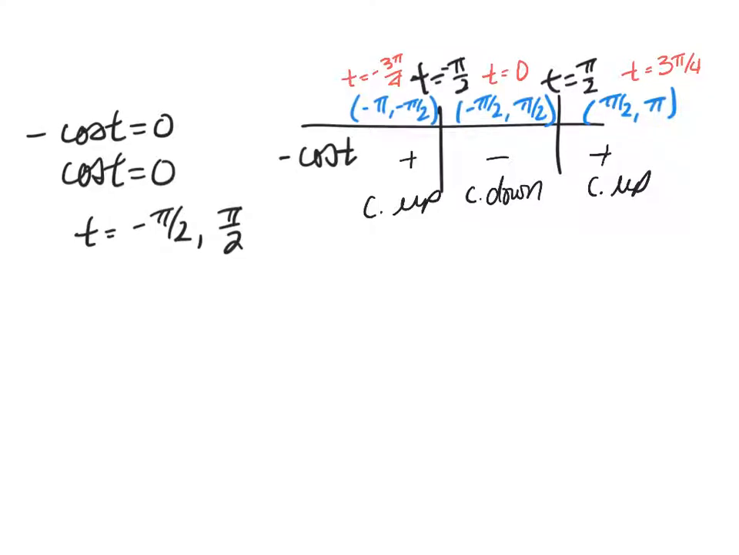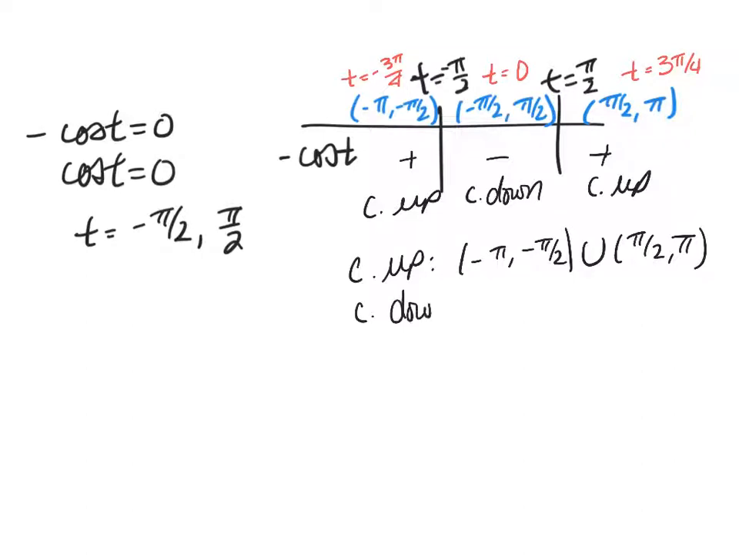So what they ask for is the intervals in which I'm concave up or down. So I'm concave up in the intervals from negative pi to negative pi halves, union between pi halves and pi. And I am concave down in the interval between negative pi halves and pi halves.